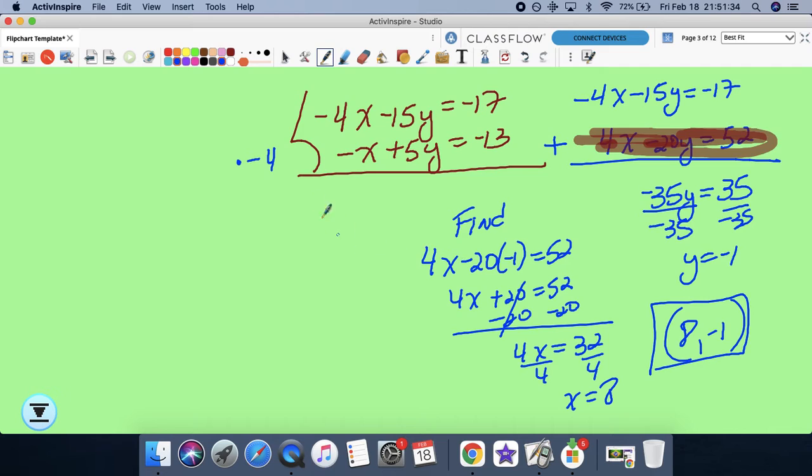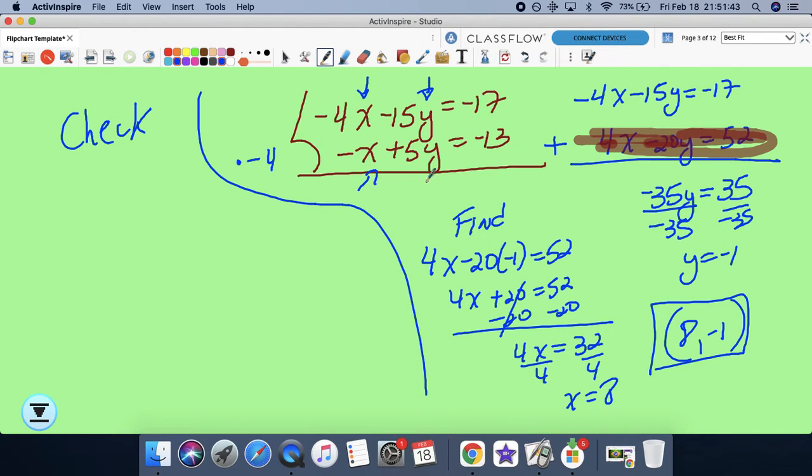Take this, do your check. Replace 8 and negative 1 in the first equation and in the second, and make sure that the expression on the left equals the expression on the right. So let's do the first one. Negative 4 times 8 minus 15 times negative 1 equals negative 17. That's negative 32, that's positive 15, equals negative 17, and indeed it is good.